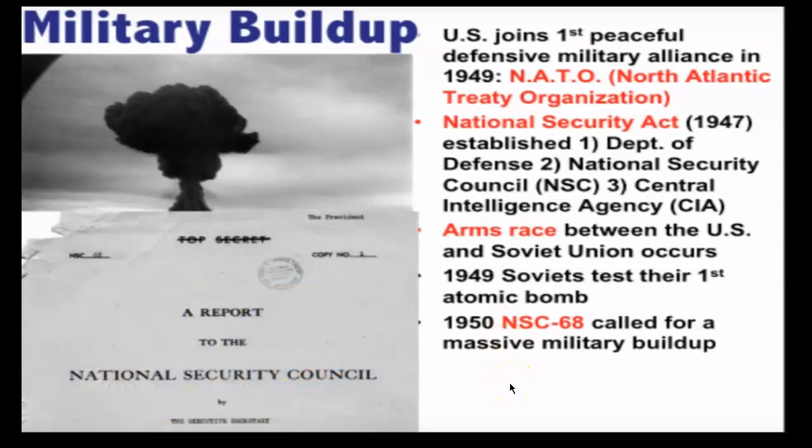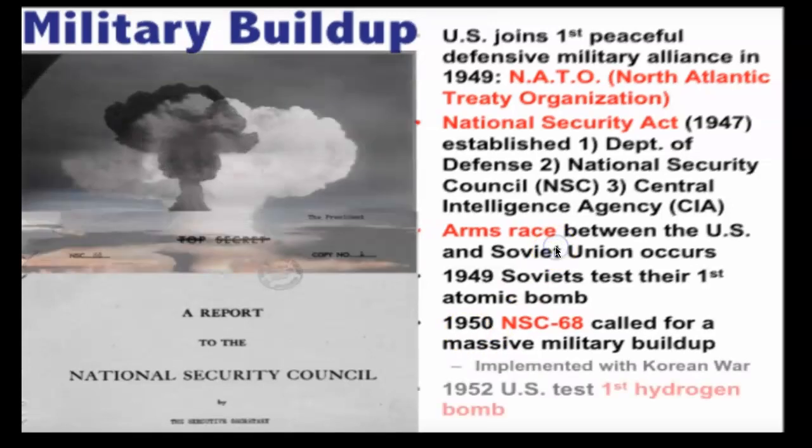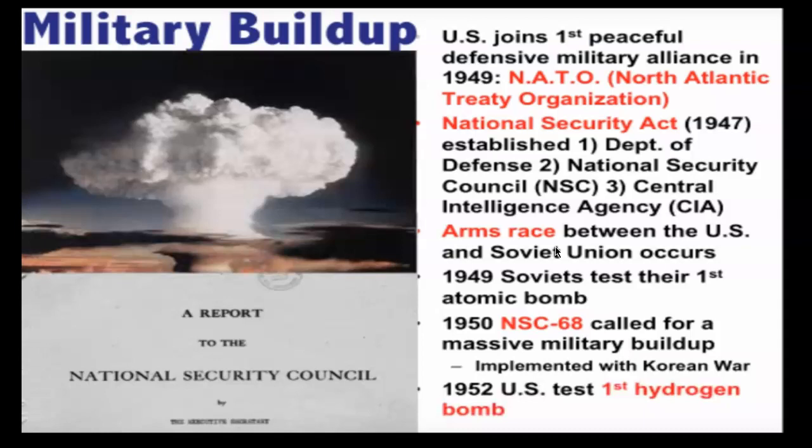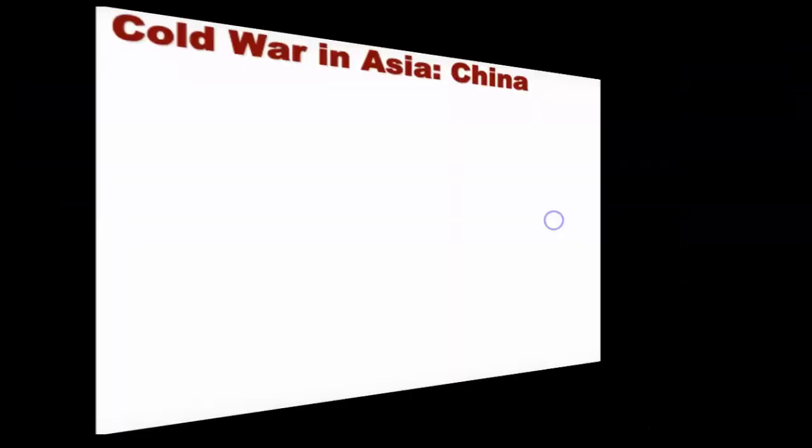1950 is the official document. We saw this in class, National Security Council 68, which calls for a military buildup. It's also the document that establishes the containment policy as the official policy of the United States when dealing with communism. It was implemented during the Korean War, which began in 1950. By 1952, the United States would test its first successful hydrogen bomb, which makes the atomic bomb look like a pin dropping in an ocean. The hydrogen bomb was extremely powerful, and it would only be a few years after this where the Russians successfully tested their hydrogen bomb as well.